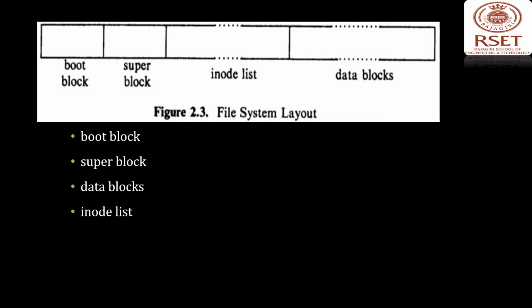Then we have an inode list, which is a list of inodes that follows the super block in the file system. Administrators will be specifying the size of the inode list when they are configuring the file system. Then we have data blocks. Data blocks start at the end of the inode list and they contain file data and administrative data. An allocated data block can belong to one and only one file in the file system.